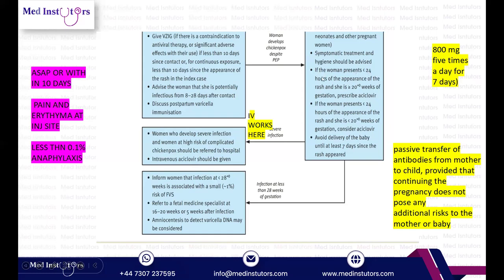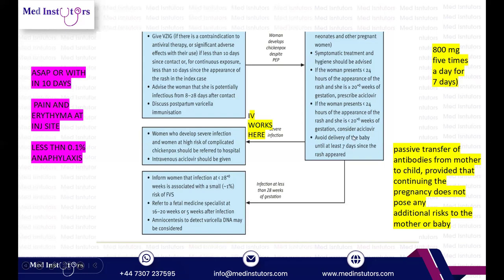If the woman presents within 24 hours of the appearance of the rash and she is equal to or greater than 20 weeks of pregnancy, prescribe her acyclovir, right? So within 24 hours and greater than 20 weeks, prescribe acyclovir. But what happens if she is less than 20 weeks? Consider acyclovir. So remember these words: if it is greater than 20 weeks, prescribe; if it is less than 20 weeks, consider acyclovir.